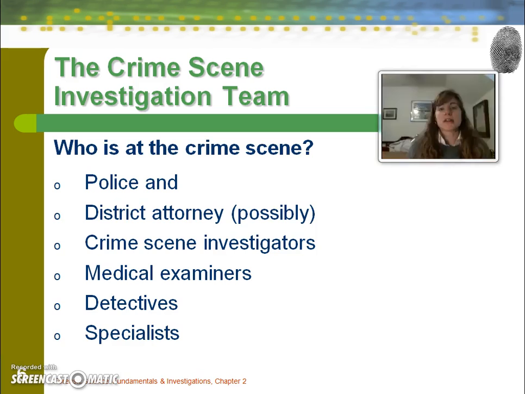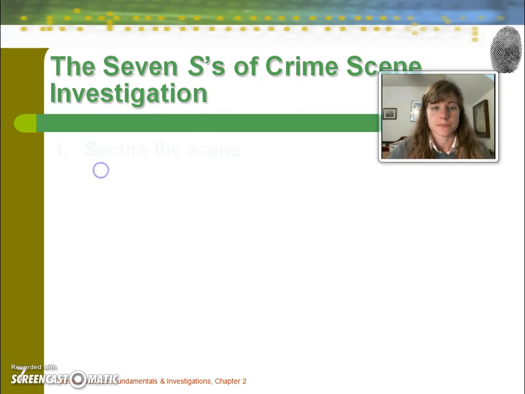So let's say that there is blood spatter evidence that is located at the scene. There are people who specialize in blood spatter analysis, and they may be there to help the investigation as well.